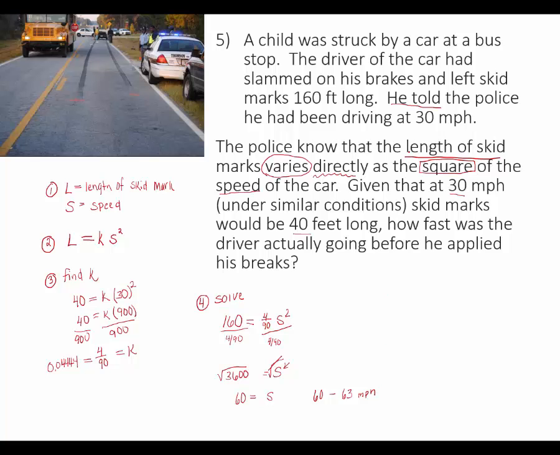So definitely what he told the police that he was going 30 is not the truth. And we see from the scene of the crash, the evidence points that he was going much faster.